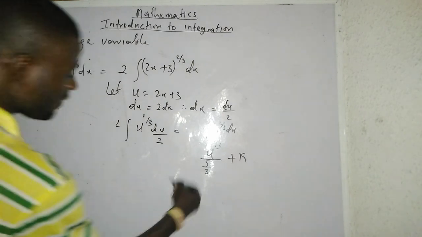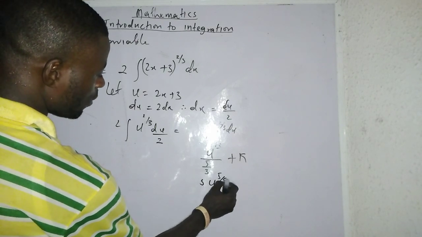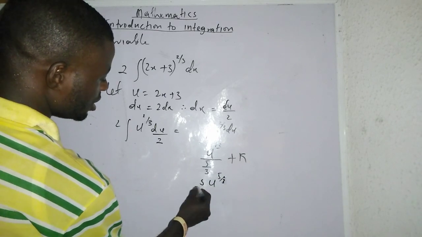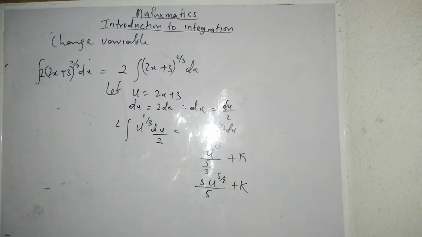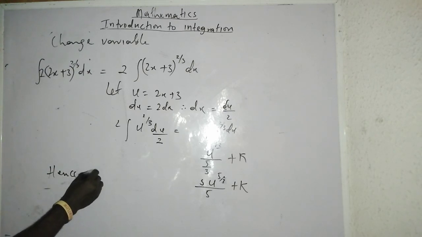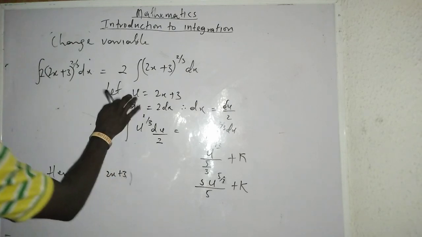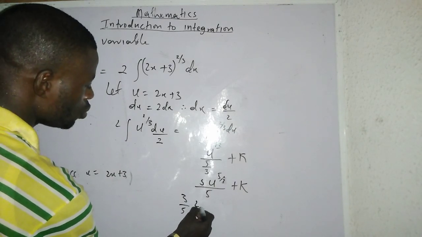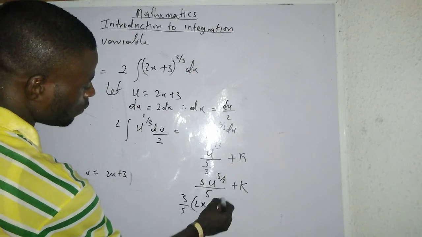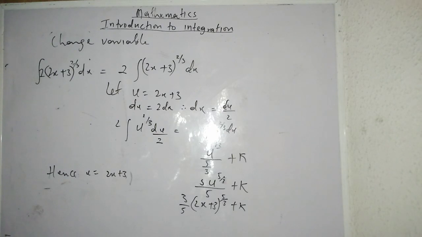Now, after this, I'll be having 3 u raised to power 5 over 3 divided by 5 plus k. At this point, I can now say, what is my u? Hence, my u is equal to 2x plus 3. Now I can answer that I have 3 all over 5 times bracket of 2x plus 3 raised to power 5 all over 3 plus k. That is my final answer.